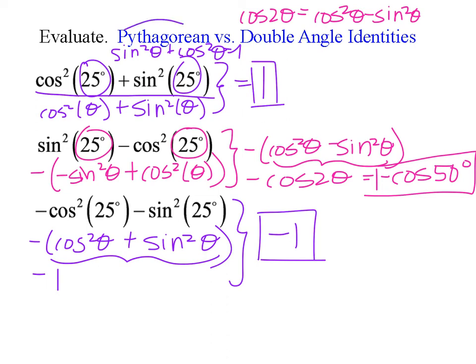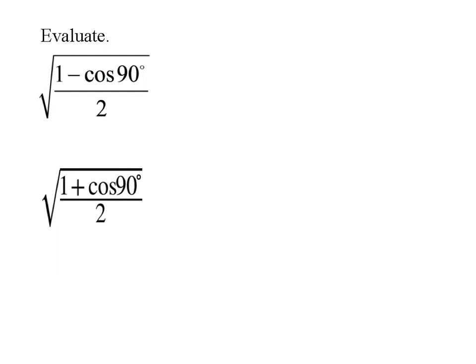So always keep in mind that difference between what your Pythagorean identity is and then what your double angle identity is for cosine, and try and distinguish between those two. And then lastly, we're going to move on to some half angles.